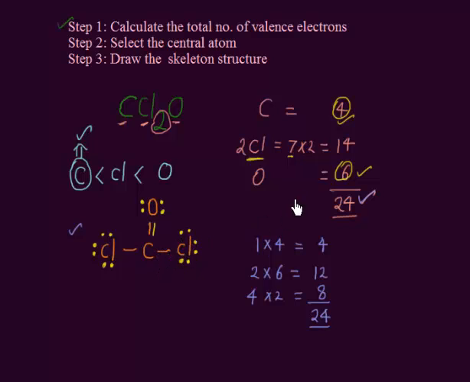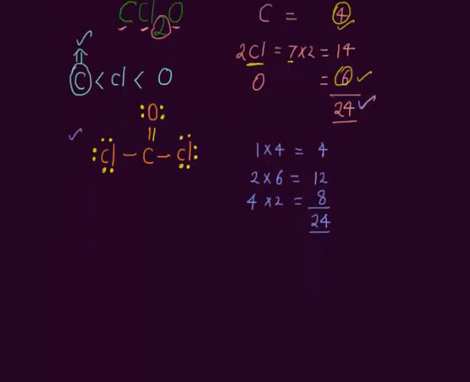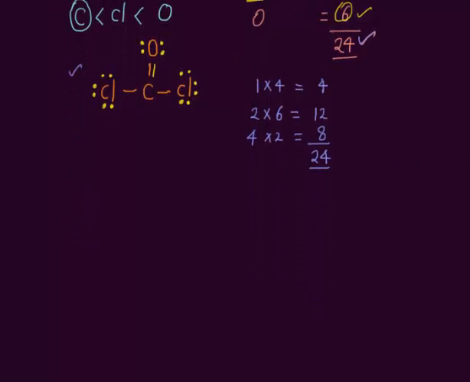Let me take one more example, that is iodic acid, and its chemical formula is HIO3.